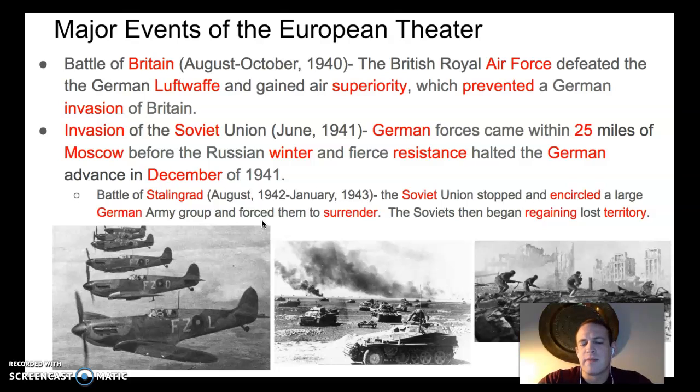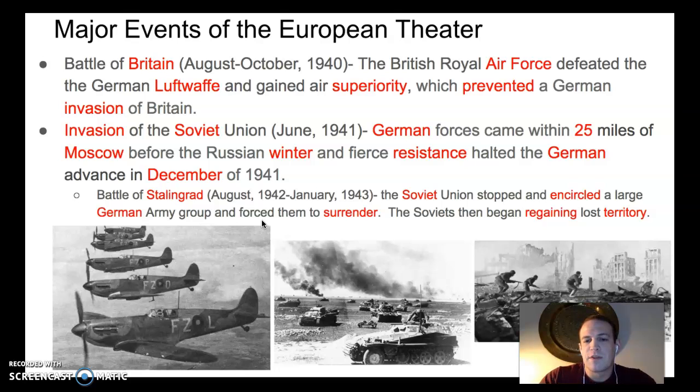Now, Stalingrad was the name of a city within the Soviet Union, and it wasn't very strategically important for the Germans to capture this city, but Hitler wanted to capture the city because it bore Stalin's name, and he wanted to wipe the city from the face of the earth. So the Germans spent a lot of effort trying to capture the city, even though it may not have been worth it for them.